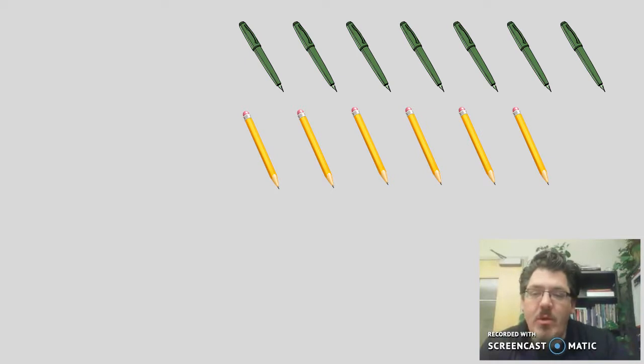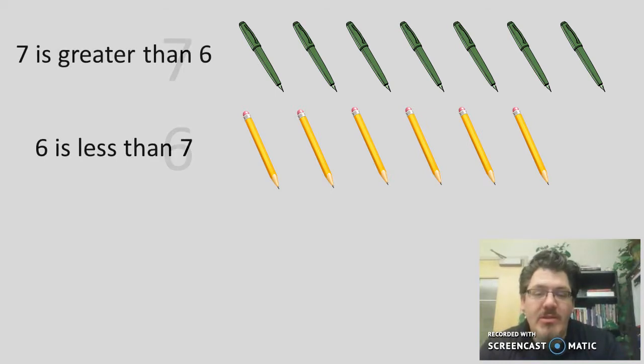Once your child has answered the questions about how many pens are present, ask him or her to count up the number of pens and pencils. In this situation, there are 7 pens and there are 6 pencils. Help your child make the connection that since there are more pens, the number 7 must be greater than the number 6. Or vice versa, the number 6 must be less than the number 7. Use those phrases when comparing the numbers. 7 is greater than 6, or 6 is less than 7.